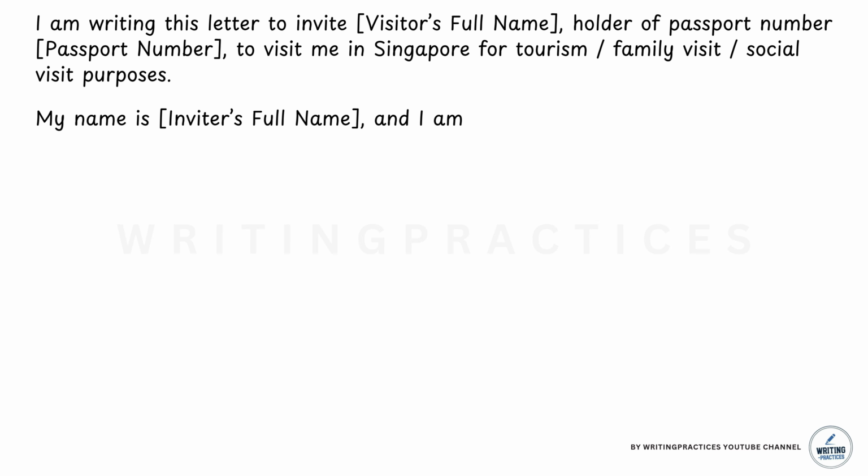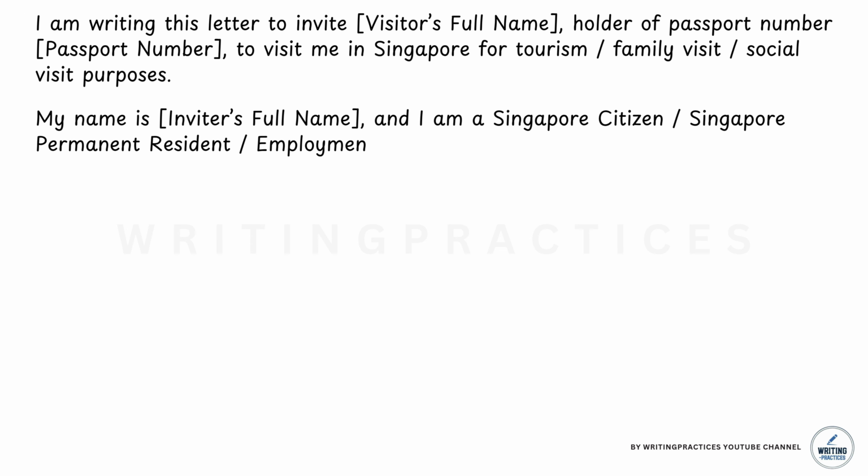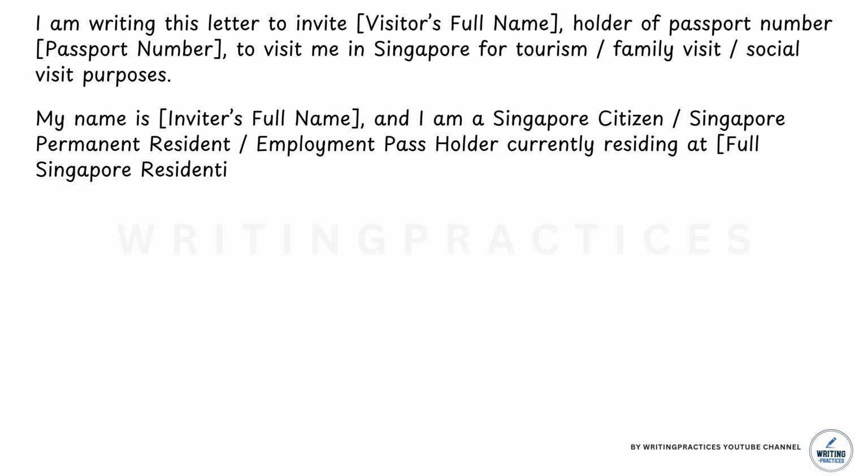Here, clearly state your full name, your legal immigration status in Singapore, your residential address. You should choose the status that applies to you: Singapore citizen, Singapore permanent resident, employment pass holder. Example: My name is Daniel Tan Wei Ming, and I am a Singapore citizen currently residing at 25 Tampine Street 81, number 10-214, Singapore 520025. This section matters because immigration officers need to verify that the inviter is legally permitted to host someone in Singapore. This confirms your legitimacy as the host.